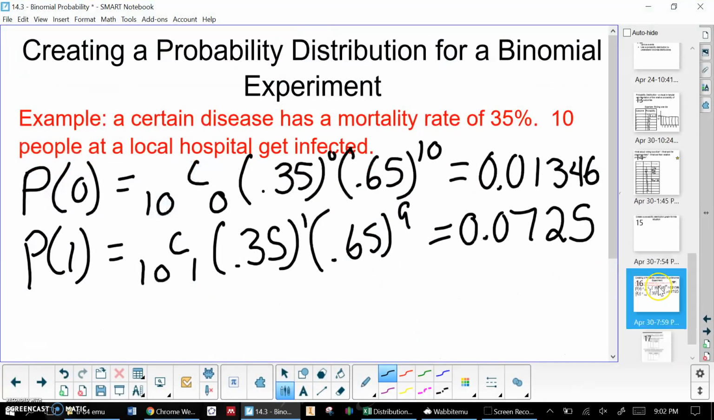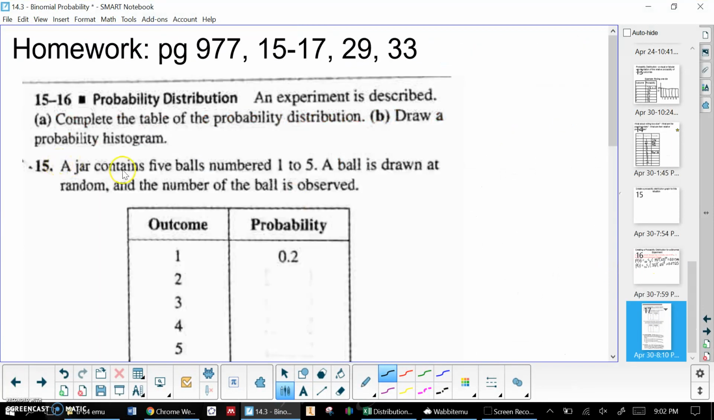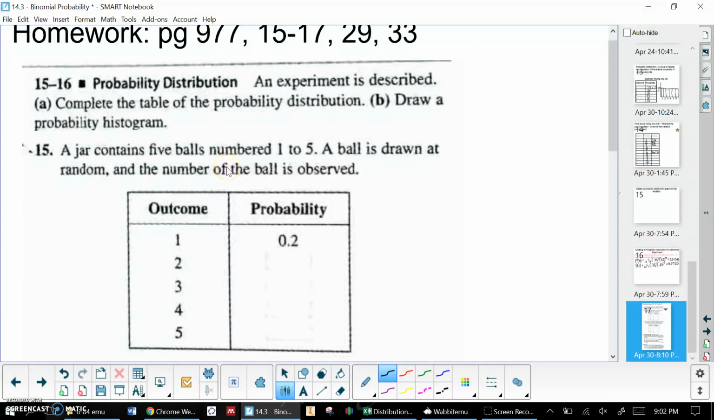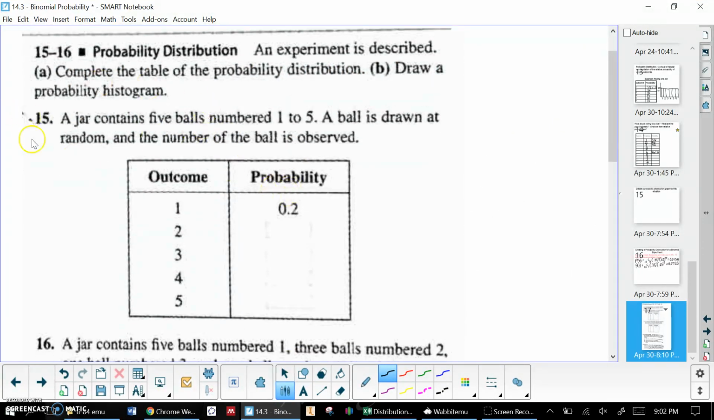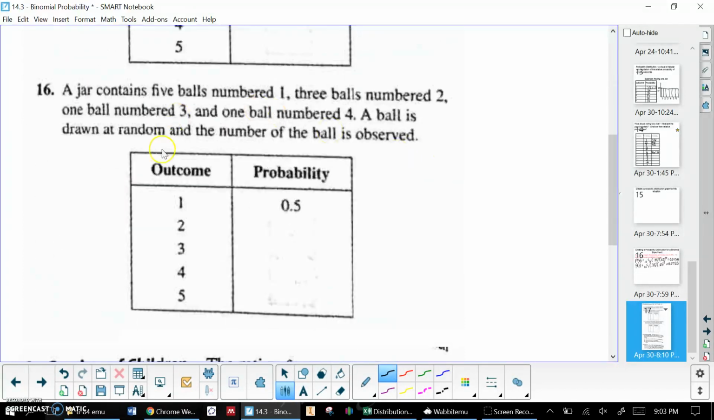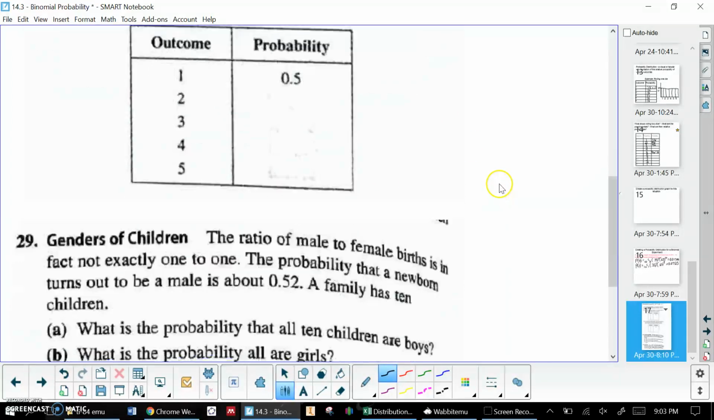So today for homework, all you're going to be doing is taking a look at graphing these different probability distributions. These first few are just regular probability. They have nothing to do with that binomial distribution that we've been talking about. You're just looking at, a jar contains 5 balls. You draw a ball at random. What's the chance that you get 1, 2, 3, 4, 5? Same kind of thing here. Just a different chance for each one.